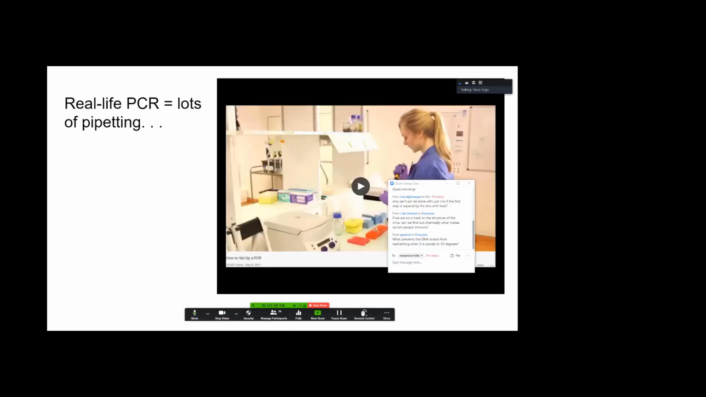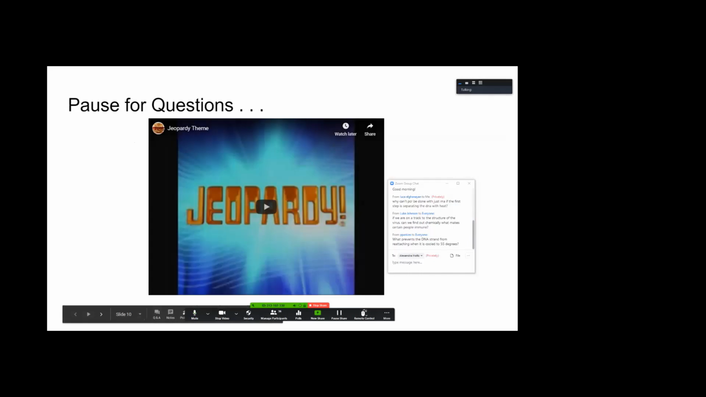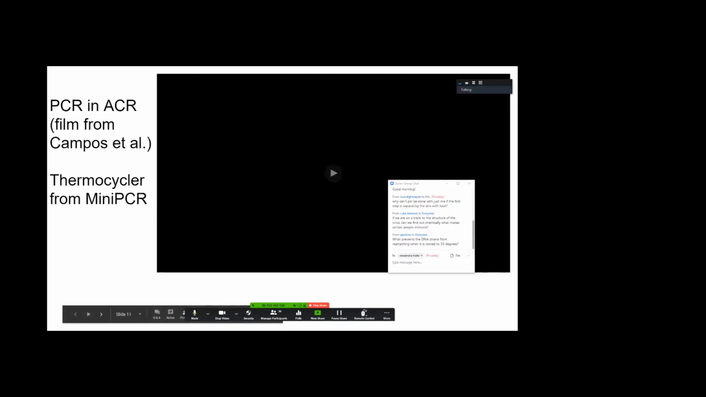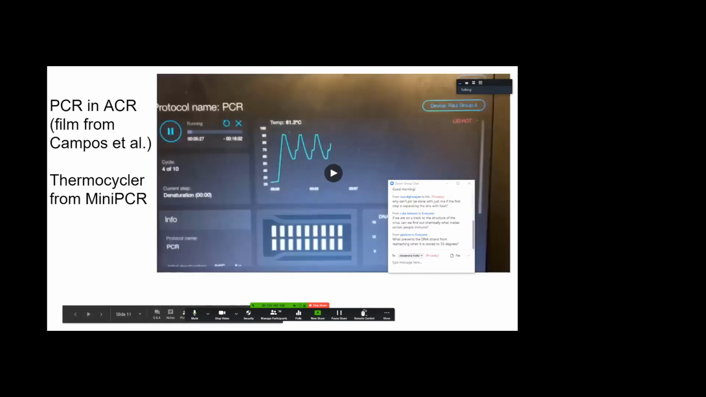Okay, so we did that one, lots of pipetting. And we did that one. And so the heart of PCR is the thermocycler. As the name implies, thermo is heat, and cycle means it just goes in a circle. It repeats itself over and over again. This is PCR in ACR. And this comes from Raul Campos's team.